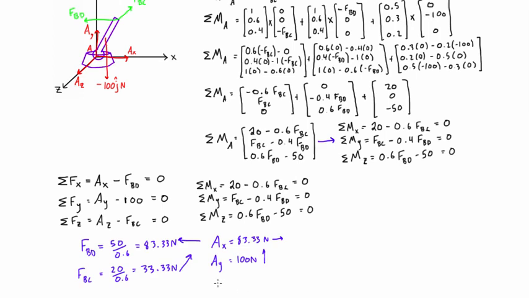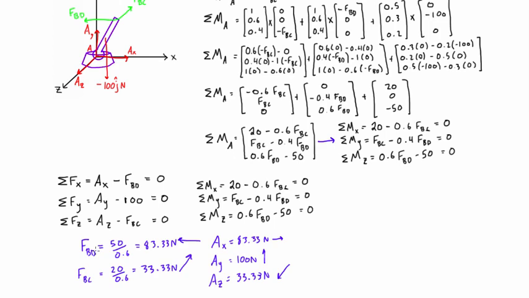And then lastly, we have AZ, and AZ minus FBC equals 0, so AZ is going to equal FBC, and we had 33.3 newtons, and the orientation of that is positive Z direction, so it's going that way. And that makes sense because every time we're having something pull in one direction, we're having the reaction oppose it in the equal and opposite direction. So there you go.